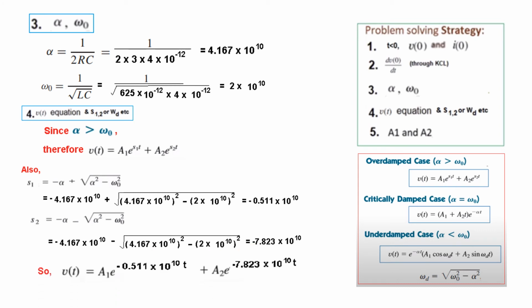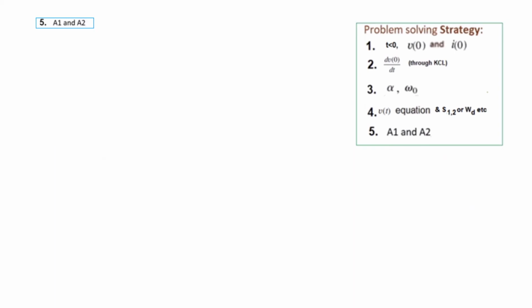And so, putting in the value of S1 and S2 in this voltage equation, this is our general equation for the voltage. Still A1 and A2 are unknown. Although the question has asked us to find IR, we have to first of all find the voltage VC or Vt. So that is why we are using this method.